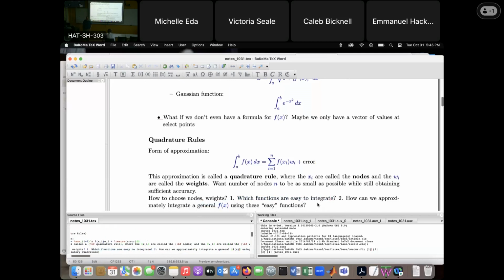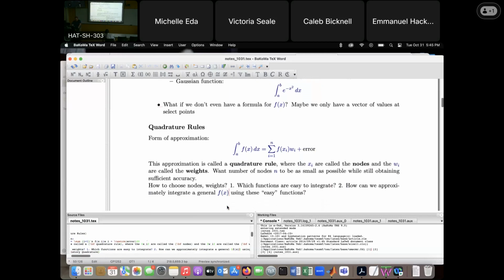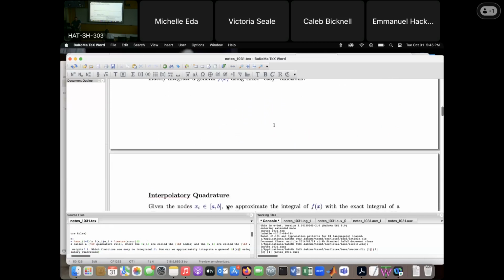So, what kind of functions are particularly easy to integrate? Quadratics. Yes, they certainly are. Or a little more generally, polynomials. Now if we have a general function f of x, if f of x is allowed to be anything, how can we get an approximate integral of f using the fact that polynomials are easily integrated? Interpolation. Yeah, interpolation. And that leads to what is called interpolatory quadrature.